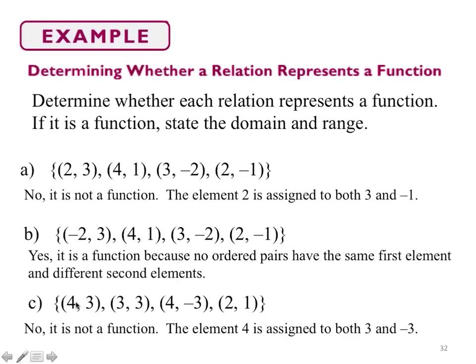And then if we look down here, this one is also not a function because of the 4's. So if we look, we have 4, 3, and 4, -3. So that means that we have the same x corresponding with different y's, so that is not going to be a function. Now you can have repeating y values, but you cannot have repeating x values that correspond with different y's.